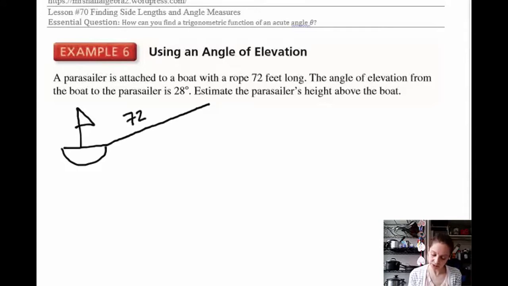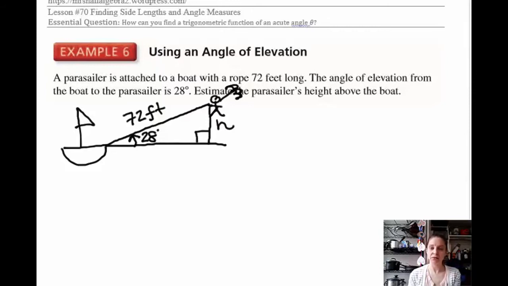So here's my 72-foot rope, and my parasailer has some kind of parachute. The angle of elevation from the boat to the parasailer, okay, so that is this angle, is 28 degrees. Estimate the parasailer's height above the boat. So we're looking for the height. We've got a right triangle. Now we know an angle and a side, so we can use SOHCAHTOA to find the approximate height.